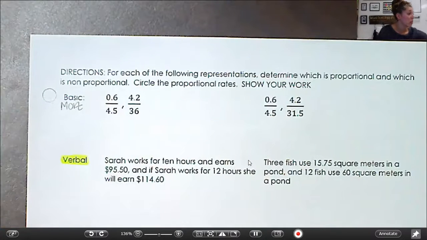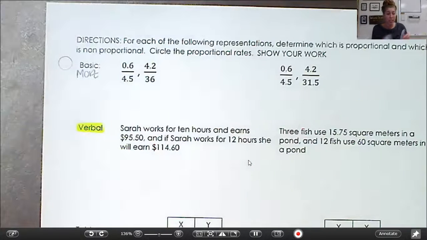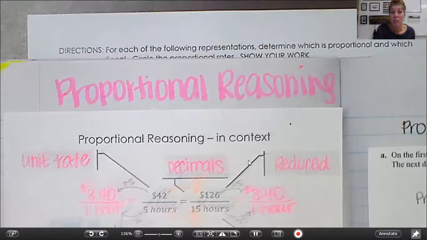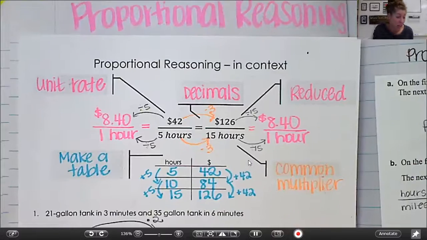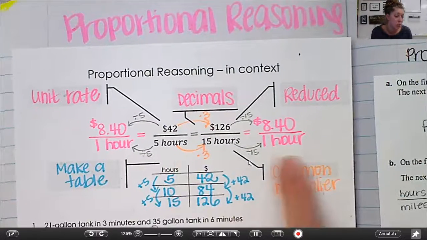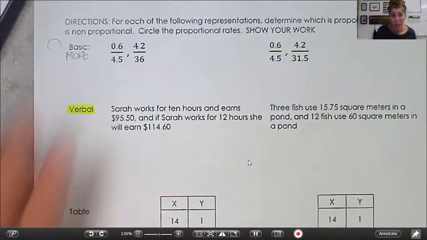For these basic ones, remember you have quite a few options. I'm going to refer to your notes since it is review of how many different ways I showed you how to determine if something is proportional. The unit rate method, make a table if you want, find a common multiplier, reduce them, divide them, turn them to decimals. There's so many different ways we can do this.